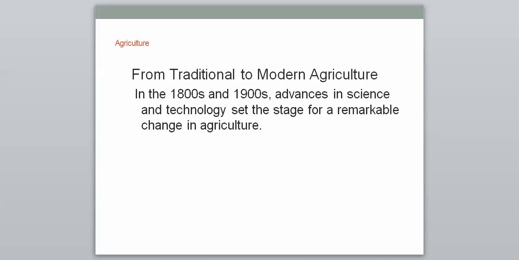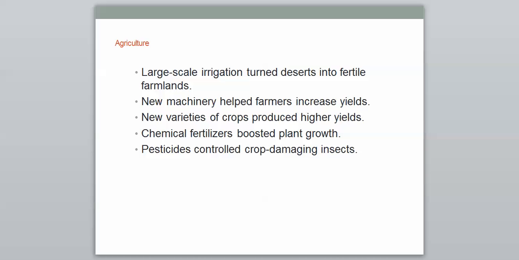So it's obviously going to be a lot more improvements, and hopefully we can pick some of these out that you might already know, if your parents are farmers. There has been large-scale irrigation, which turned deserts into fertile farmlands, and irrigation is always a problem around here in Havana because of our sandy soil.